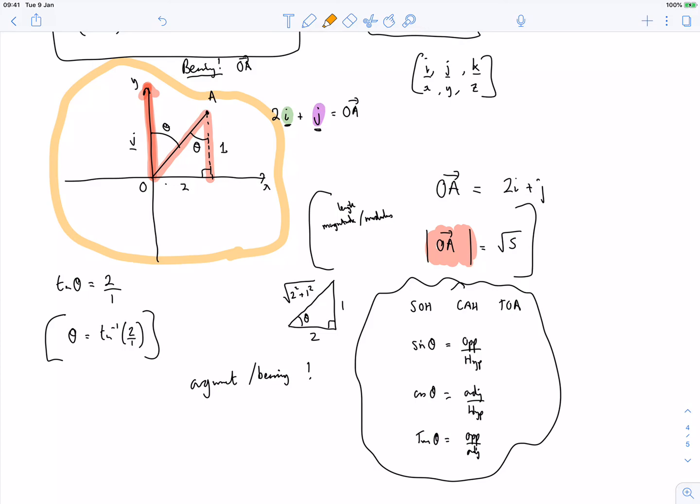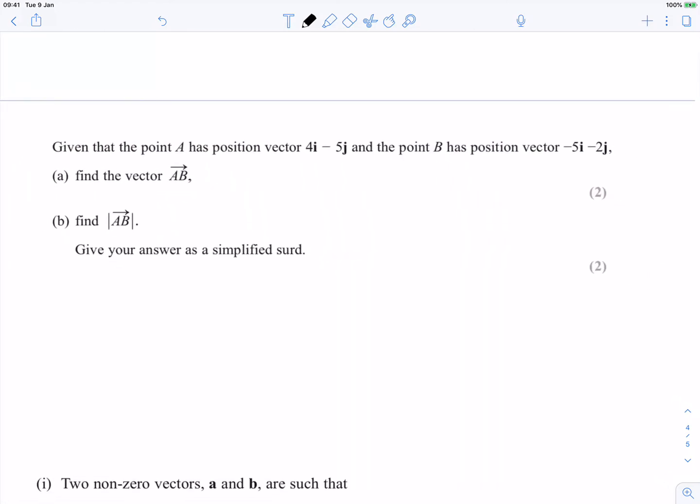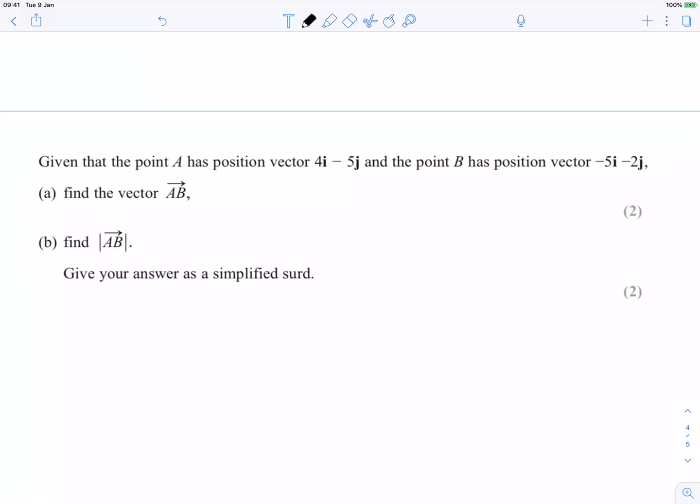So anyway, I'm just going to finish off with a couple of examples. I know yesterday's video was pretty long. I'll try and keep this one under an hour. So I've got a couple of examples. Let's just go through it. So if you want to have a go at this, pause the video now. Otherwise I'm going to go through it.